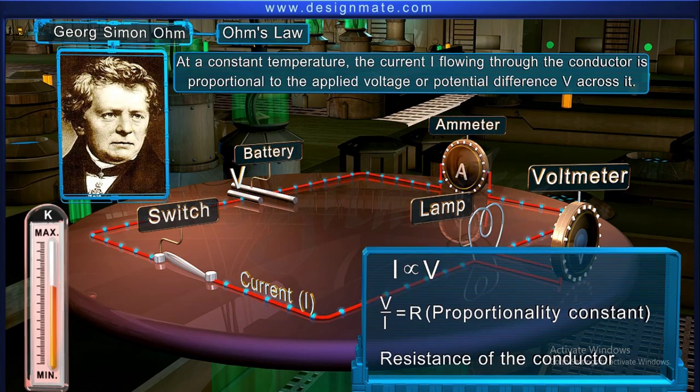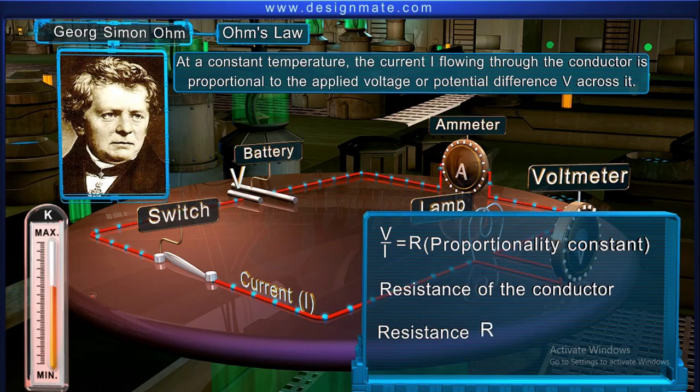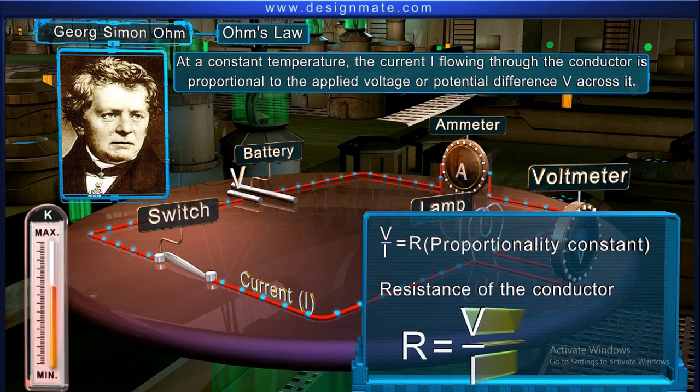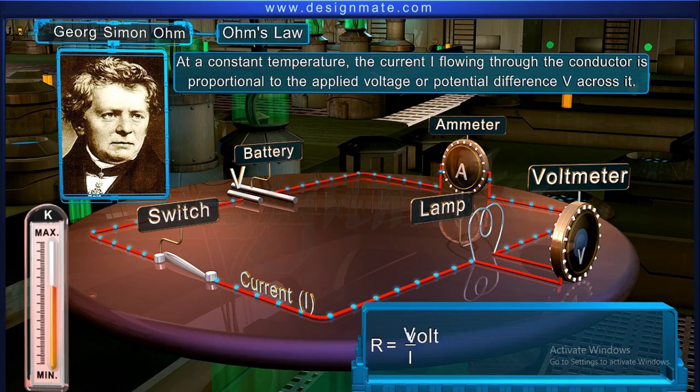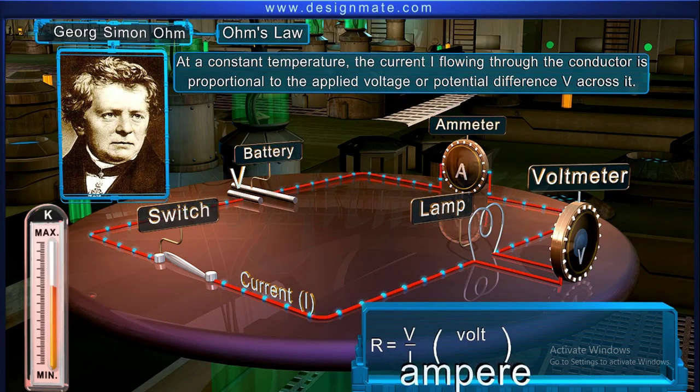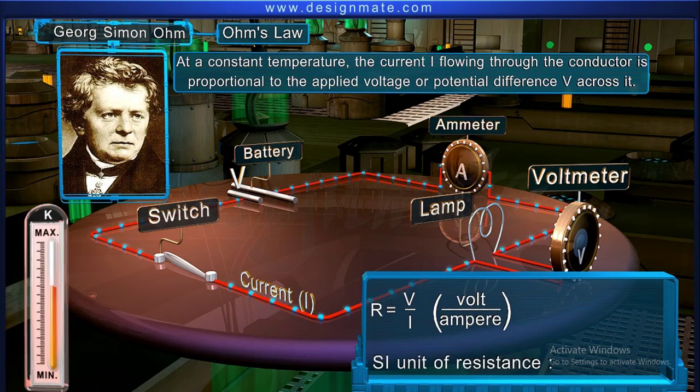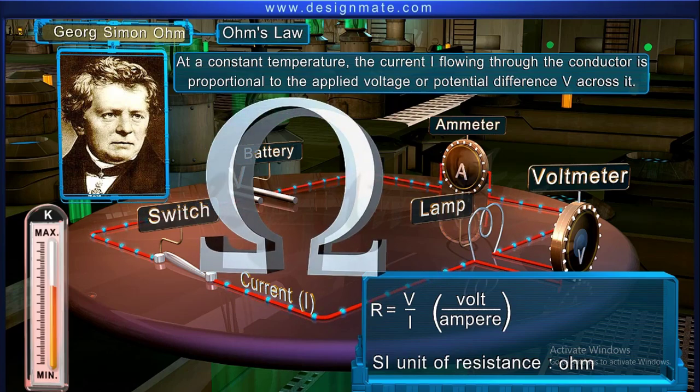From the given equation, resistance is defined as the ratio of the applied voltage to the current that the conductor carries. R equals V over I. Since voltage is measured in volt and current is measured in ampere, the SI unit of resistance is volt per ampere, which is called ohm, in honor of the scientist George Simon Ohm. It is denoted by the Greek alphabet omega.